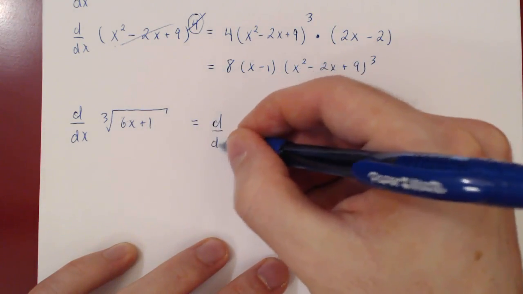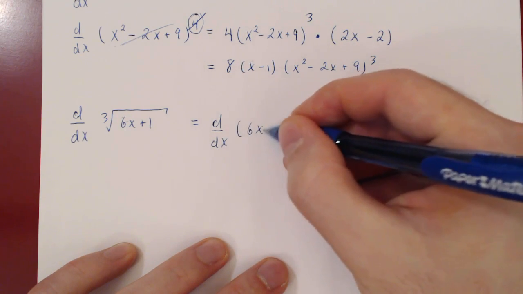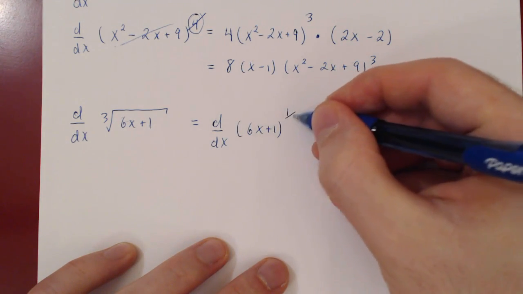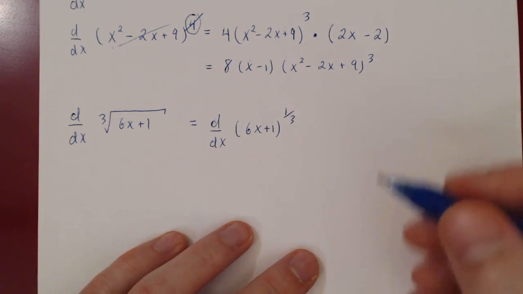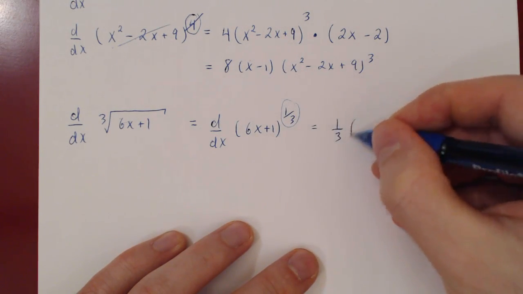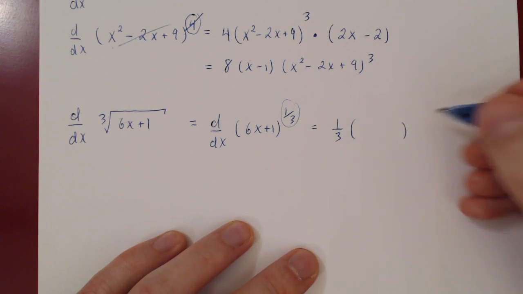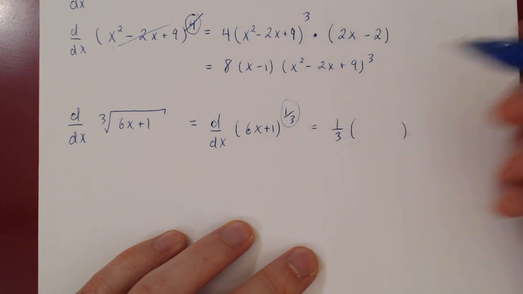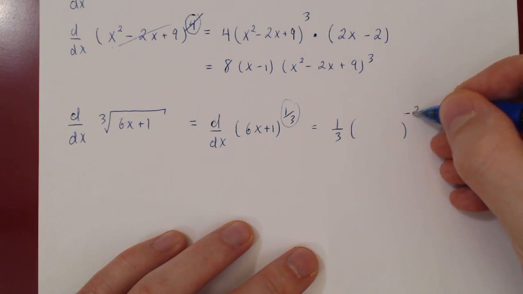But before we differentiate it, let's recall that the cube root is just the power of 1/3. 1/3 is the outside function. We differentiate with the power rule, bring the exponent down, subtract 1 from the exponent. A third minus 1 is negative 2/3.